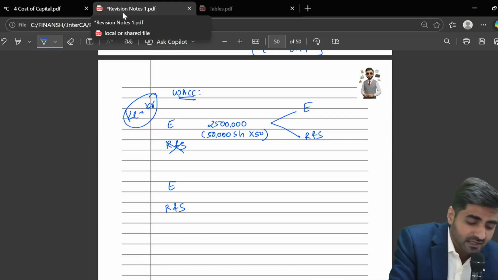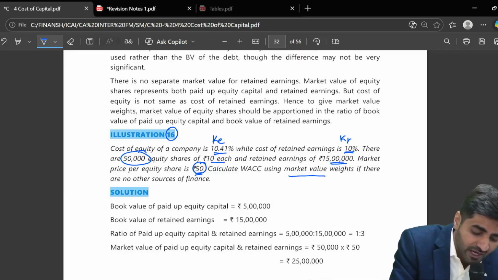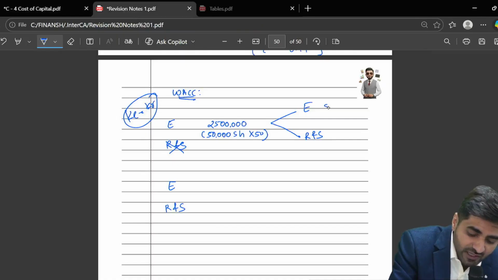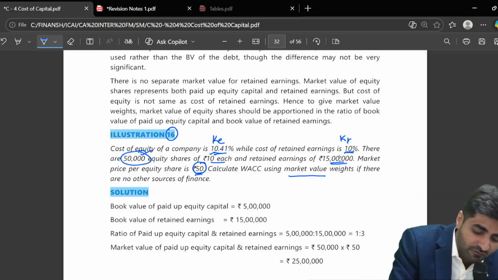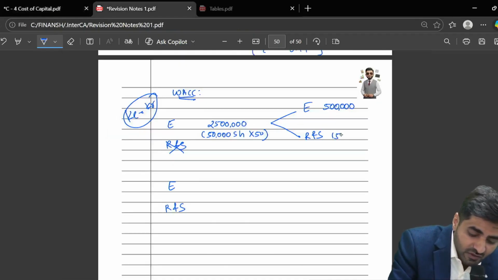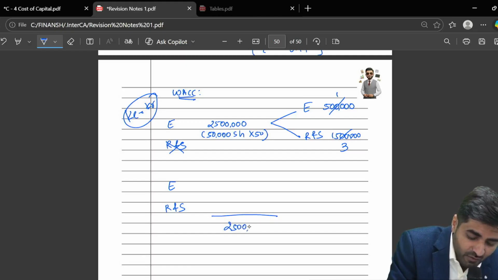Book value weights. So do you have the book value of equity share capital? Yes, 50,000 equity shares of rupees 10 each. So can I say that is 5 lakhs? And reserves and surplus has a book value of what? 15 lakhs. So can I say I have to now divide this in the ratio of what? 1:3. So now this 25 lakhs, which is the total market value of equity, I need to divide in the ratio of 1:3. So 1/4 and 3/4.